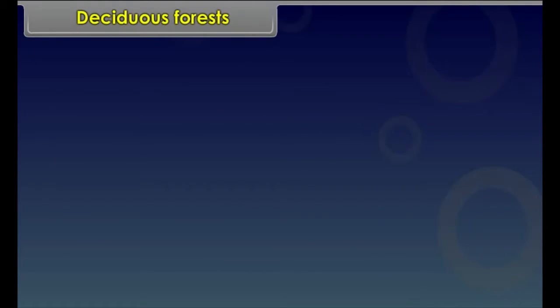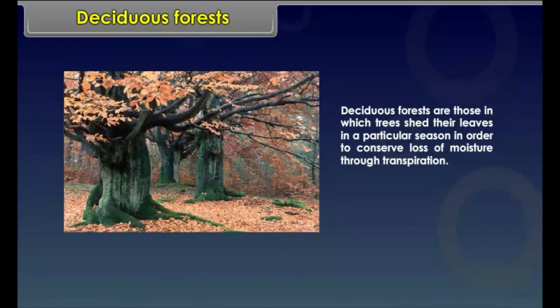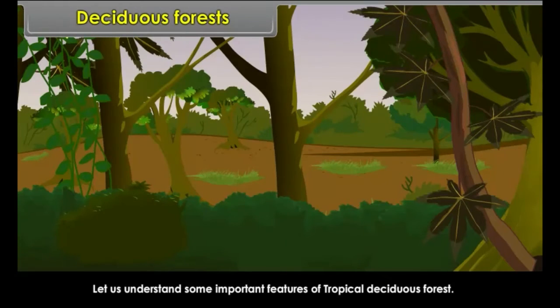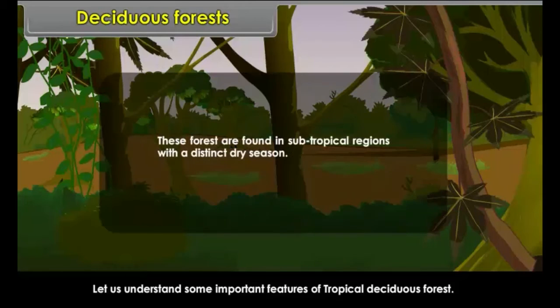Deciduous forests. Deciduous forests are those in which trees shed their leaves in a particular season in order to conserve loss of moisture through transpiration. Tropical deciduous. Let us understand some important features of tropical deciduous forest. These forests are found in subtropical regions with a distinct dry season.